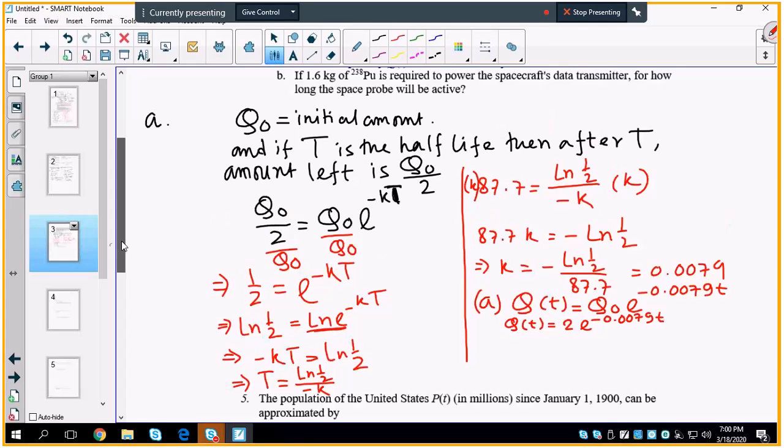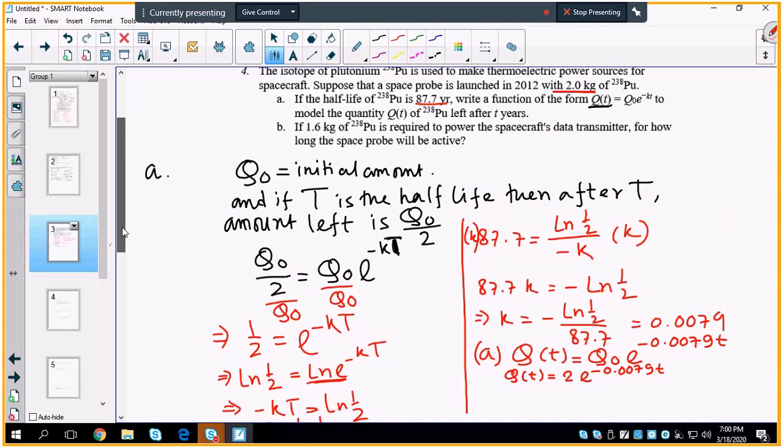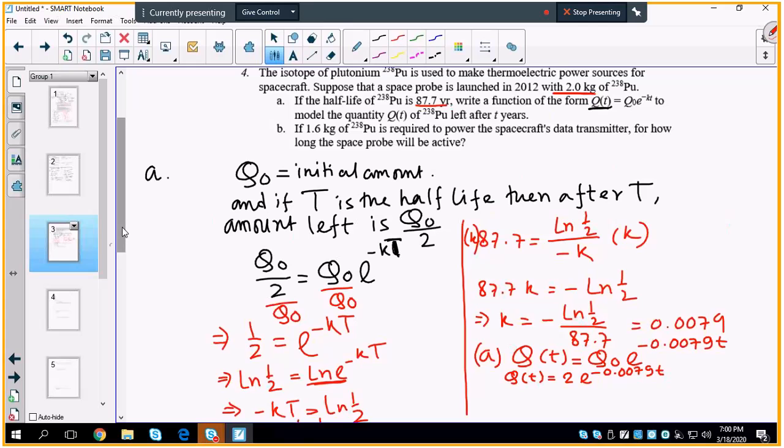The second question is asking me: if 1.6 kg of plutonium-238 is required to power the spacecraft's data transmitter, for how long will the space probe be active? So if the amount of plutonium-238 left is less than 1.6 kilograms, the space probe will not be active.